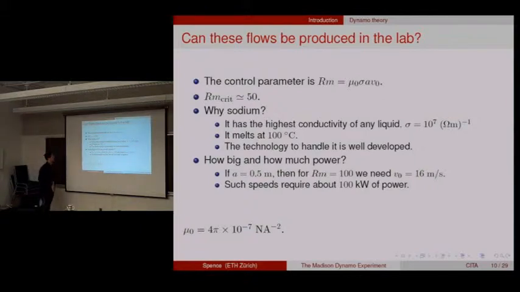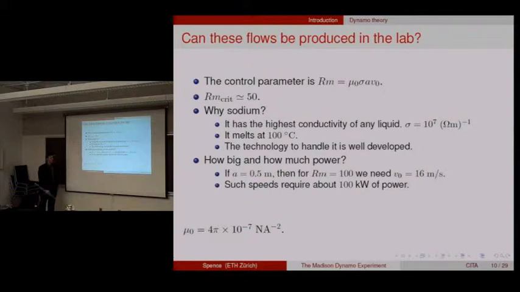And the technology for handling sodium is fairly well developed. Sodium is used as the coolant in the next generation of nuclear reactors in the United States, France, and Russia. And so we stole a lot of technology from them so that we could figure out how to handle this stuff, because it's good to have people who've already figured out how to do that.